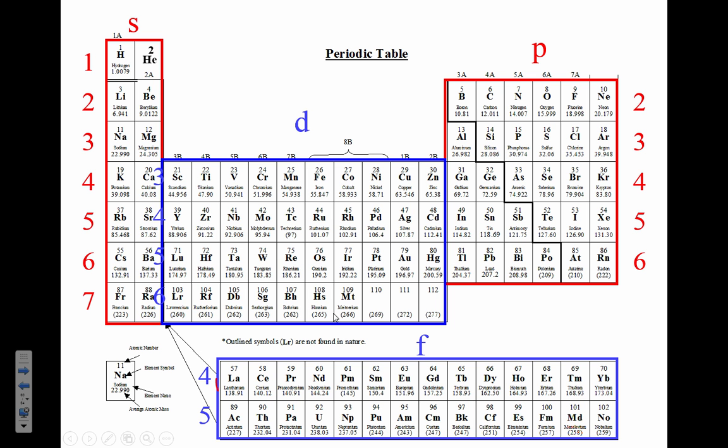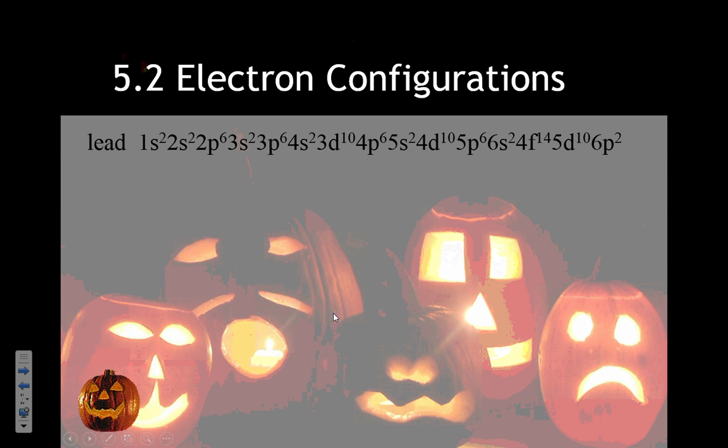So here's how we block our periodic table. And this actually gives everything that the Aufbau chart does, plus a whole lot more. Now, if you recall yesterday, we finished up with looking at electron configuration. So let's say I want to do the electron configuration of lead. Lead is a mouthful. It's got a whole bunch of stuff here.